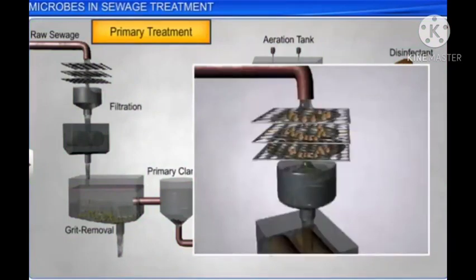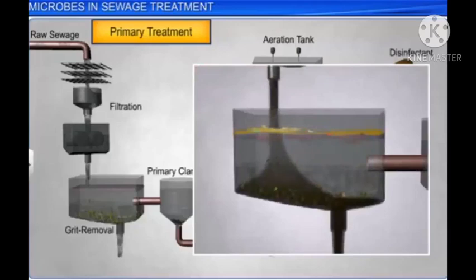All the floating debris is removed by sequential filtration, whereas the grit, such as coarse soil or pebbles, is removed via sedimentation. During sedimentation, most organic and inorganic solids settle, while floating materials like grease and plastic rise to the surface and are skimmed off. The settled solids are called primary sludge, while the floating material comprises primary effluents.